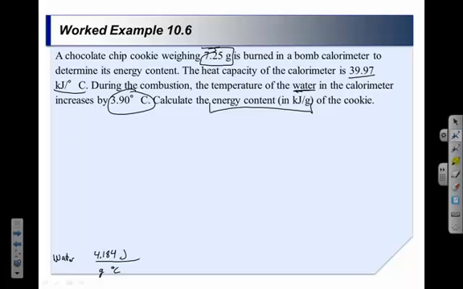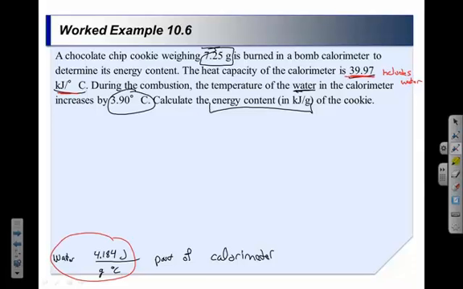We have the water absorbing energy, and in this question they're treating the water as if it's part of the calorimeter. So we have the heat capacity of the calorimeter. That includes the water. So we really don't need this value, because the water is part of the calorimeter. When they calibrate this calorimeter, they accounted for that in this number.